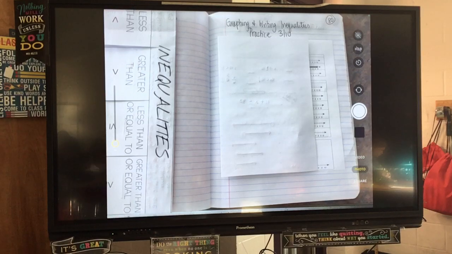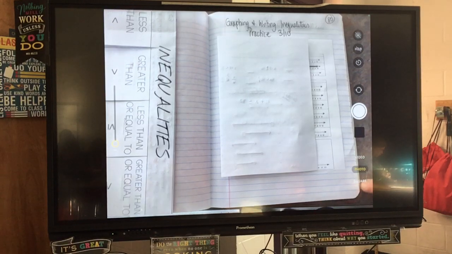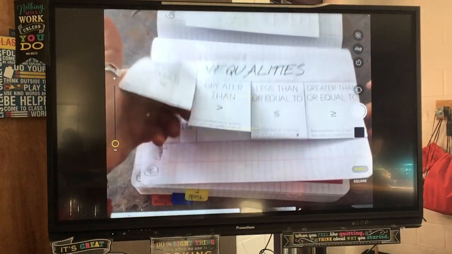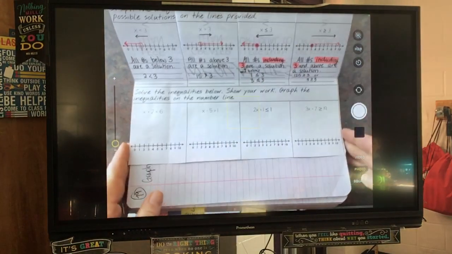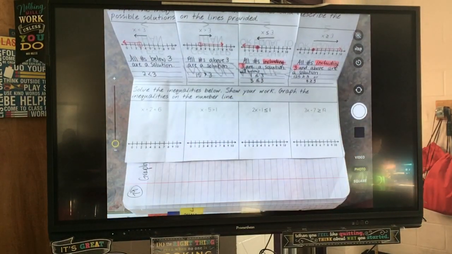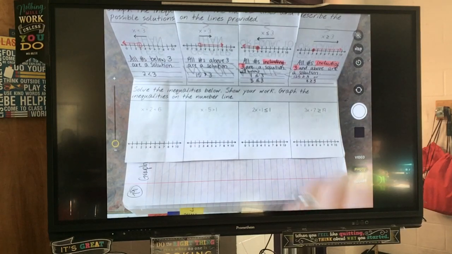All right, you can get out a different color if you would like, so you can draw your graphs. And if you want to get out a highlighter, you can do that as well.